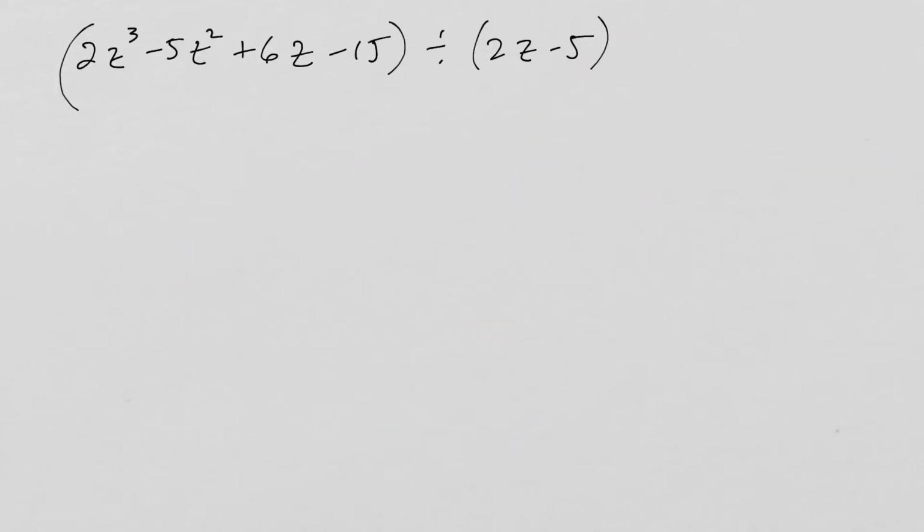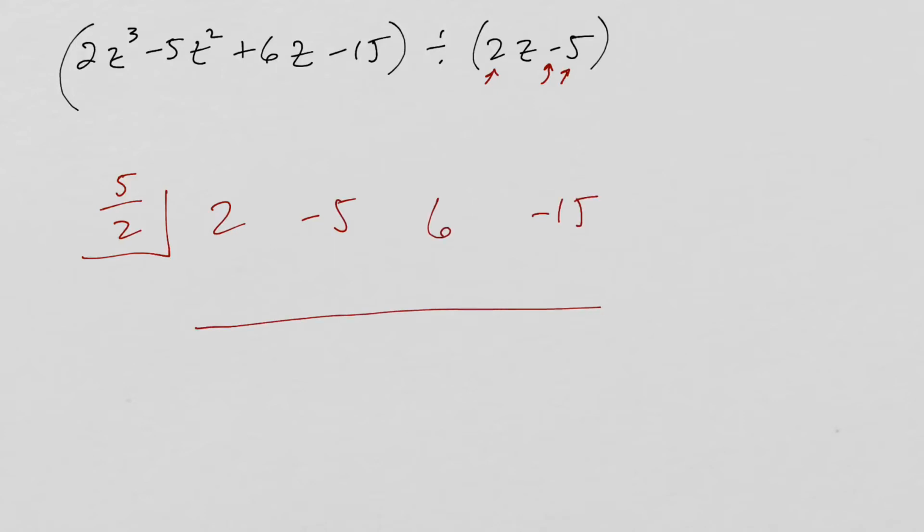Okay, so here I'll make my box. I'm going to put in a positive 5 over 2. It's the opposite of this, and this over this. And now I'm going to list out my coefficients. So I have a 2, a negative 5, a 6, and a negative 15. I'll start by dropping down the 2. 5 halves times that. The 2's cancel. I get 5. This adds up to a 0.